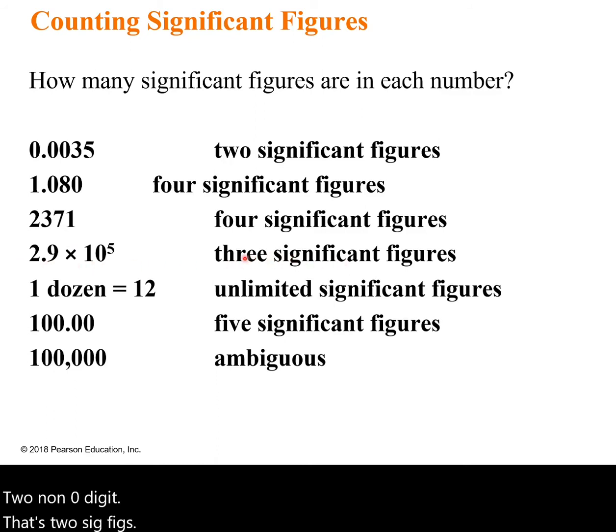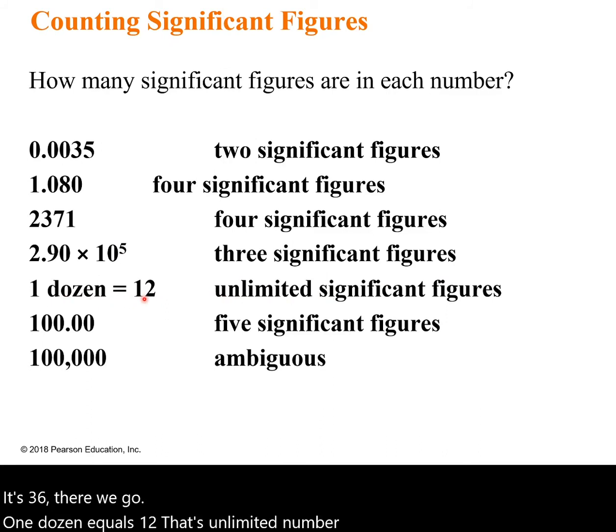Okay, this is 2, not 3 right here. Actually, let me fix that right now. It is 2, not 3. Let's make it 3. That's 3 sig figs. There we go. 1 dozen equals 12. That's an unlimited number of significant figures because it's part of a definition.